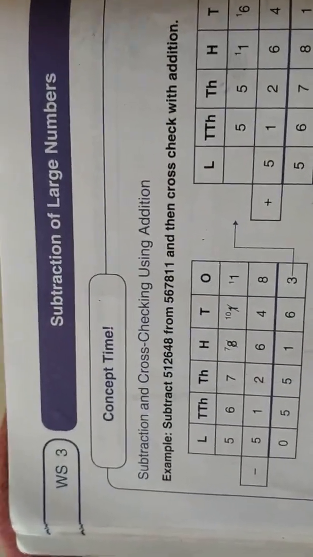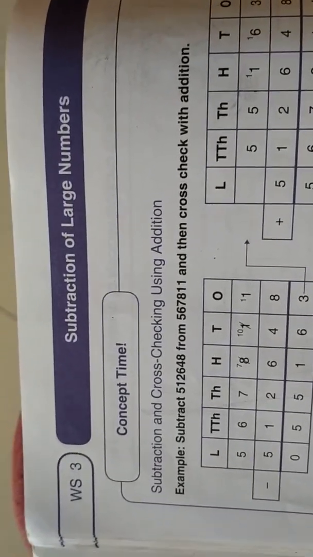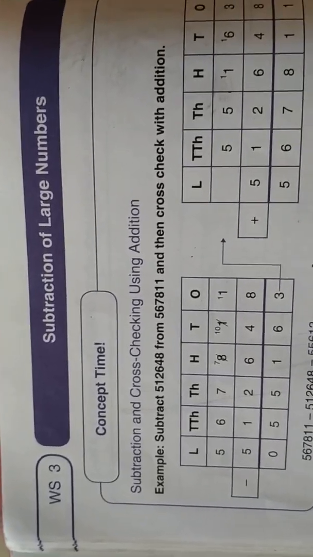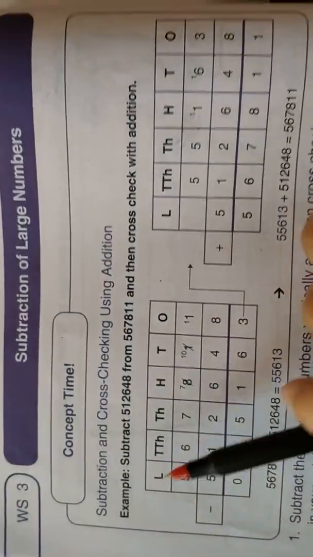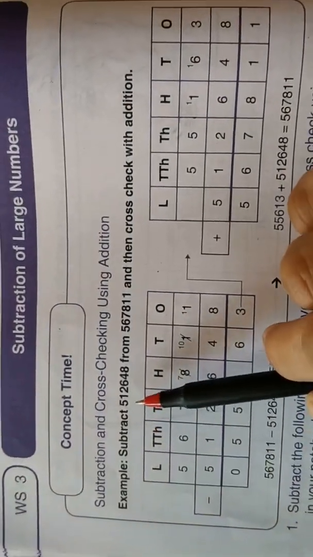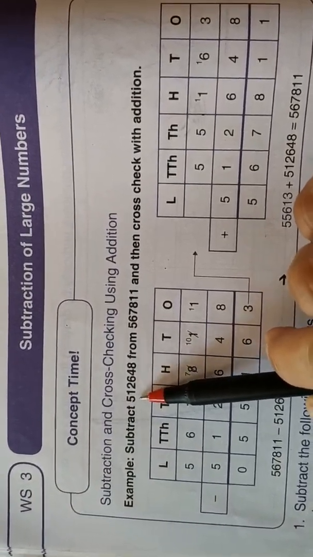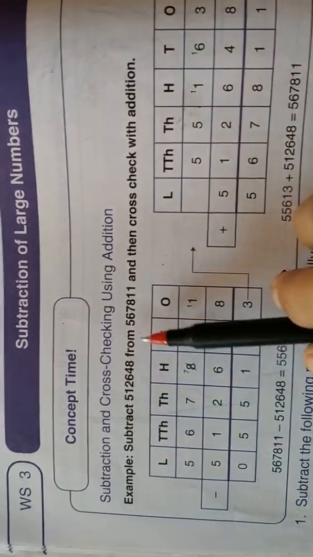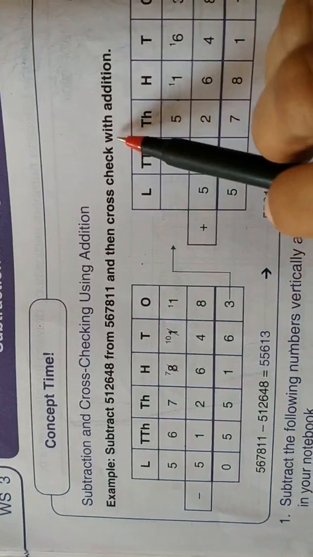Now students, today we will start subtraction of large numbers, worksheet number 3, unit number 2. In that unit, subtract and cross check using addition. So how will we do it? We'll check one example. Here is one example: subtract 5,12,648 from 5,67,811 and then cross check with the addition.